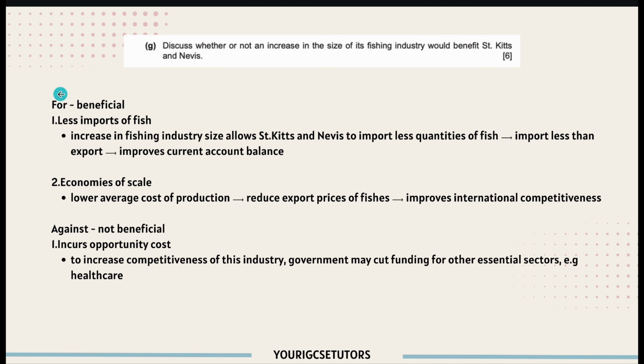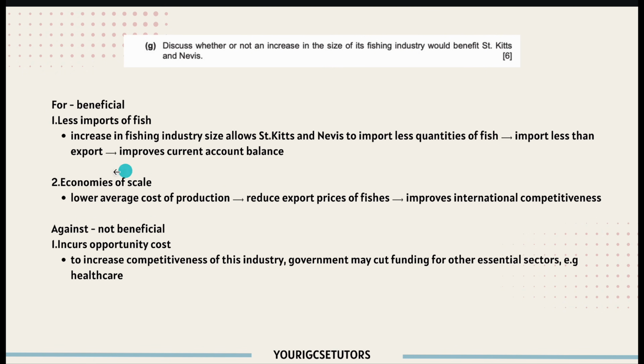So first, the increase in the size of fishing industry is beneficial because there will be less imports of fish. So why is it better? So when the industry itself grows, there's less need for St. Kitts and Nevis to import fish. So their import becomes less than export. Hence, this improves the current account balance. So this is the first point.